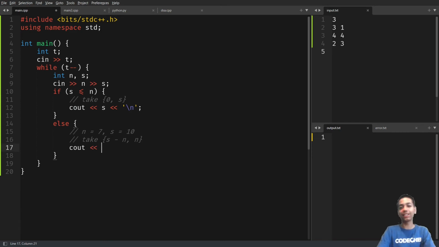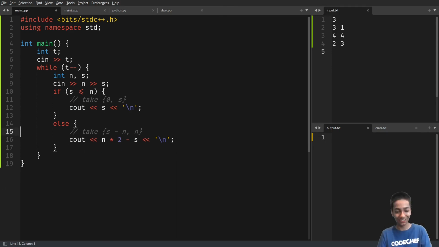So we'll take S minus N and N, and the absolute difference that comes out here is N minus (S minus N), that translates into N minus S plus N, that becomes 2N minus S. So we'll output N into 2 minus S. Hopefully this should work, at least on the samples, so that I don't have to re-record it.